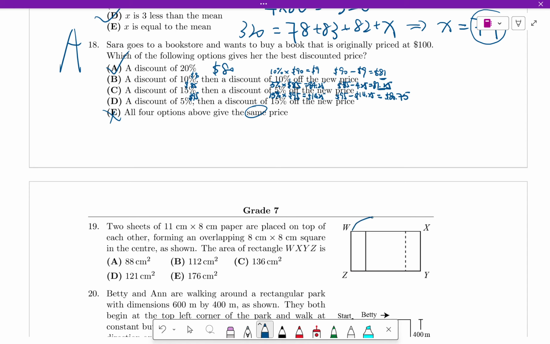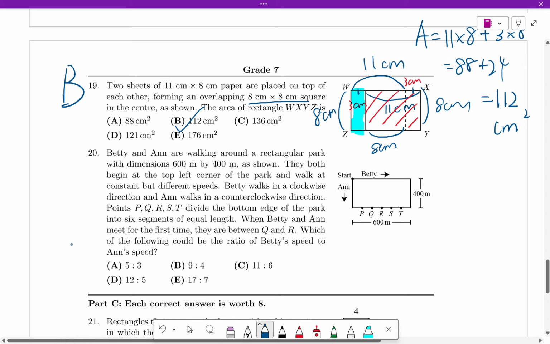Betty and Anne are walking around a rectangular park with dimensions 600 meters by 400 meters as shown. They both begin at the top left corner of the park and walk at constant but different speeds. Betty walks in a clockwise direction and Anne walks in a counterclockwise direction. Points P, Q, R, S, T divide the bottom edge of the park into 6 segments of equal length.